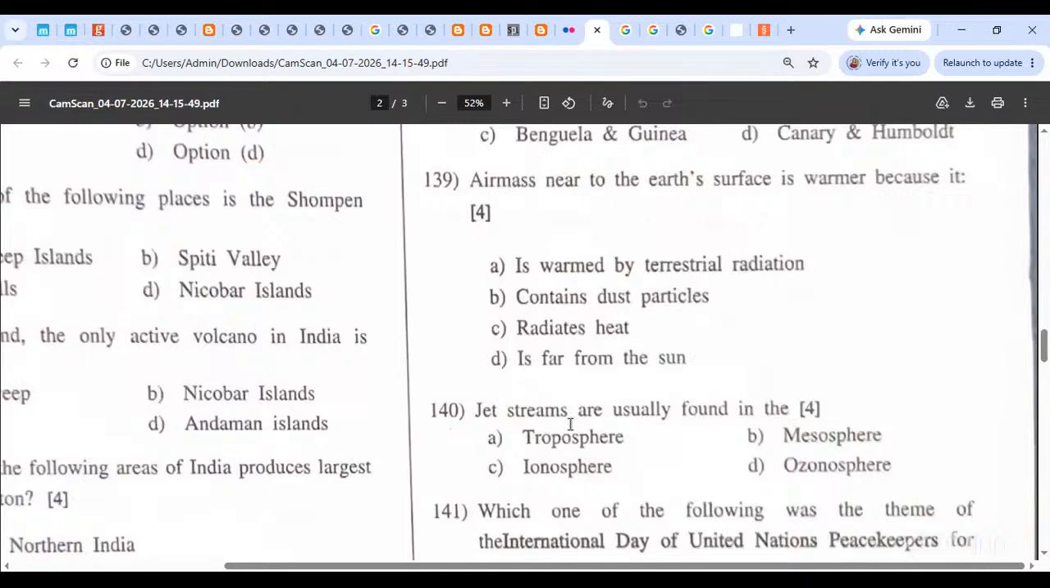Dust particles are important because they are hygroscopic in nature, and because they also represent how dry the place is. If there is more precipitation, then clearly there will be less dust. So the dust particles are a measure of dryness or aridity. The option is going to be that the air mass near the Earth's surface is warmer because it is heated by terrestrial radiation. Let's see how the Earth's surface heats up.